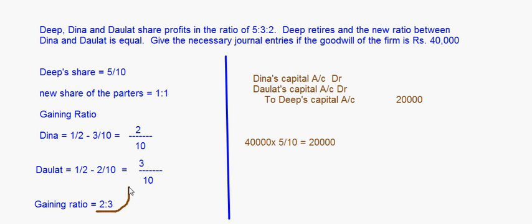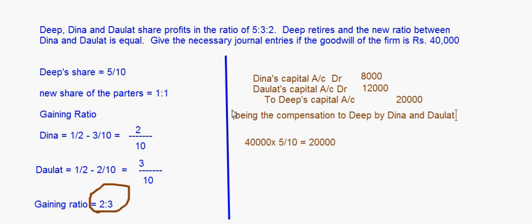20,000 is to be given to this partner, and their gaining ratio is 2:3. So this 20,000 will be divided in the ratio of 2:3. So 20,000 into 2 divided by 5 is 8,000, and 20,000 into 3 divided by 5 is 12,000. This is how the goodwill will be compensated. You can write the narration like this: being the compensation to Deep by Dina and Daulat in the ratio of 2:3. So this is the way we deal with goodwill in the case of retirement.